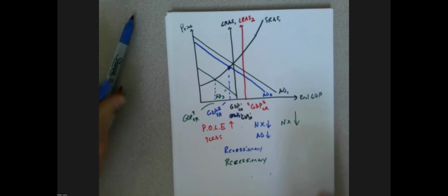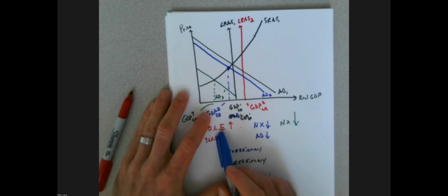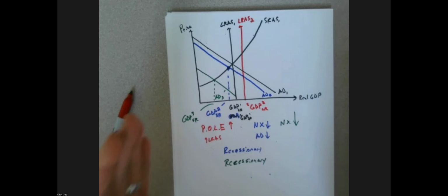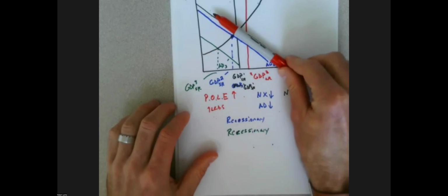So if I gave you this problem, it's actually a little bit easier because we know that both of these shifts are going to result in short run GDP going lower and long run GDP going higher. If long run GDP is greater than short run, we know we're going to have this recessionary gap. So what should the response to a recessionary gap be? We said if there's a recessionary gap, we want to increase aggregate demand to get to this long run level.